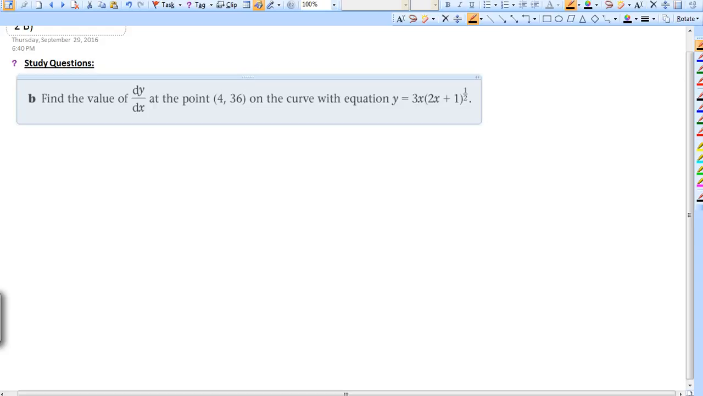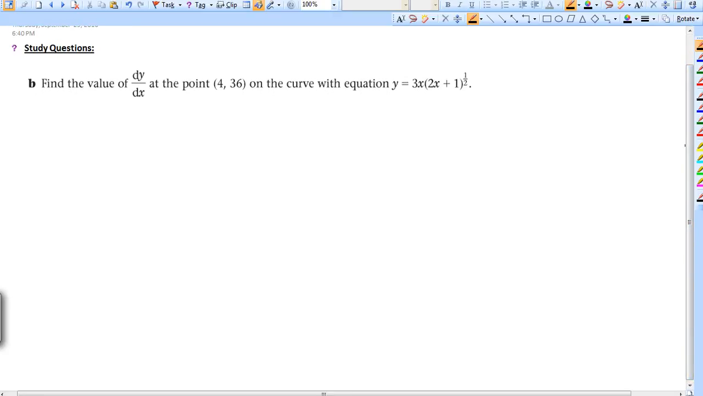Now at first let us study the question. Find the value of dy by dx at the particular point. This is the particular point on the curve with equation y equals 3x multiplied by (2x plus 1) to the power half. So the question asks us to find the value of dy by dx at this particular point.